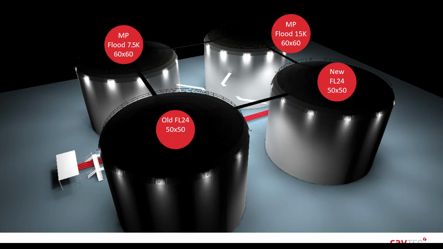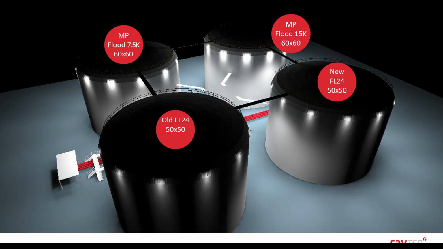So now let's look at the mid-power flood and give you a visual representation of how it measures up against other products within the flood range, new and old. So the diagram shows a common application of a tank farm. However, for each storage container, we've used a different product within the Raytec flood range. The first storage tank, bottom left, shows the old FL24 product before the updates that we mentioned on the previous slide, with a 50 by 50 beam angle.